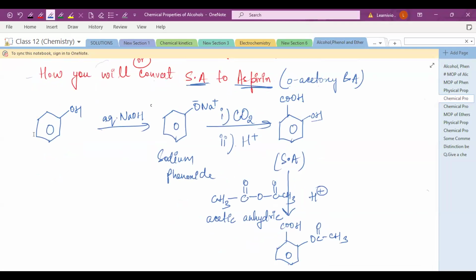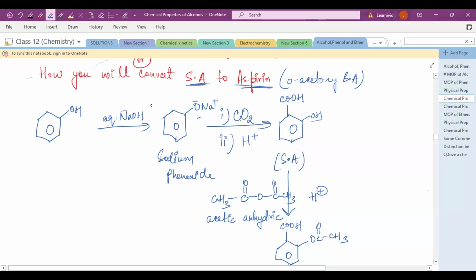This is a phenol. When you react it with aqueous sodium hydroxide, what happens? It will form a sodium phenoxide ion. Here the hydrogen will be replaced by sodium, and you will get the sodium phenoxide ion.